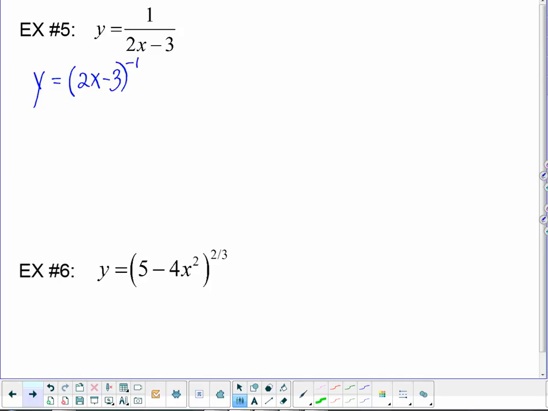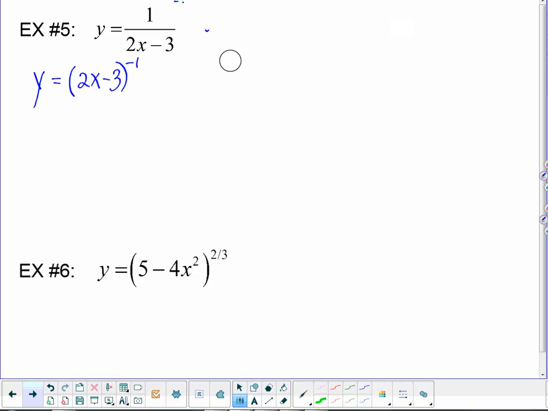I can rewrite it as 2x minus 3 raised to the -1. You know, a thought just occurred to me here. Is there any reason why I couldn't use quotient rule on this? You might be asking yourself that. And absolutely not. You could use quotient rule. We're just going to show you there is an alternative.